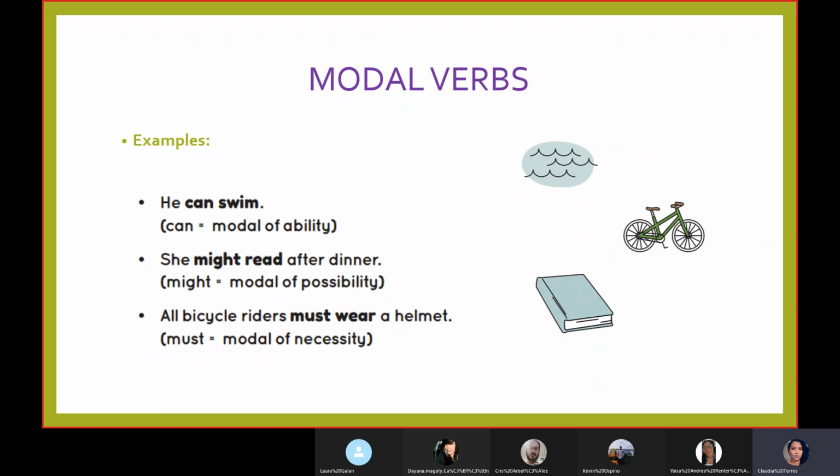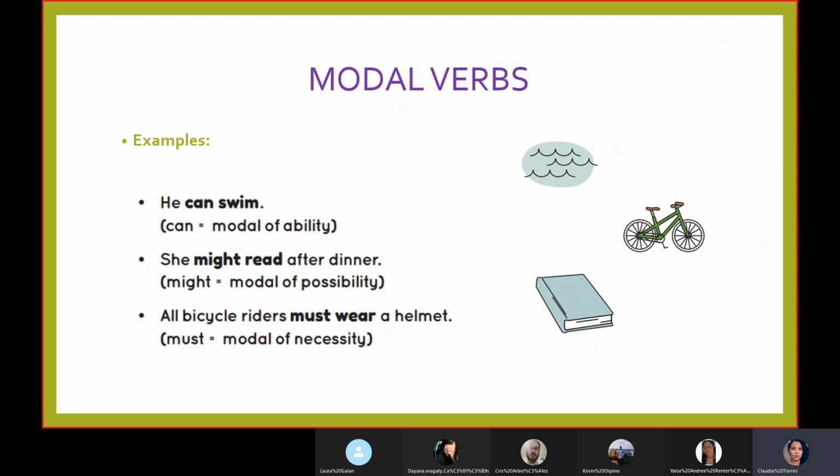Now, in the last example, we have must. So all bicycle riders must wear a helmet. So here we're using must for necessity. Why? Because if they don't wear a helmet, something bad can happen, right? So they need to do something. In this case, they need to wear a helmet. So all bicycle riders must wear a helmet.